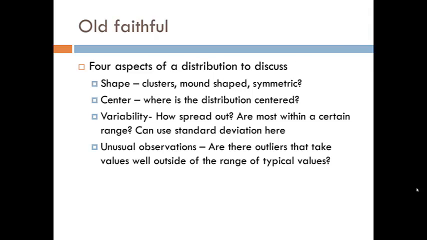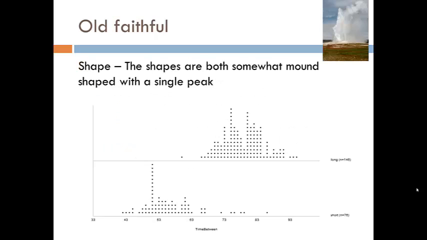But we want to go a little further. We want to write a paragraph that really talks about these distributions. And when you talk about distributions, you talk about four components: shape, center, variability, and unusual observations. So over the next few slides, we'll look at those two distributions side by side, and we'll talk about their shape, center, variability, and unusual observations. And then we'll put it all together in a single paragraph.